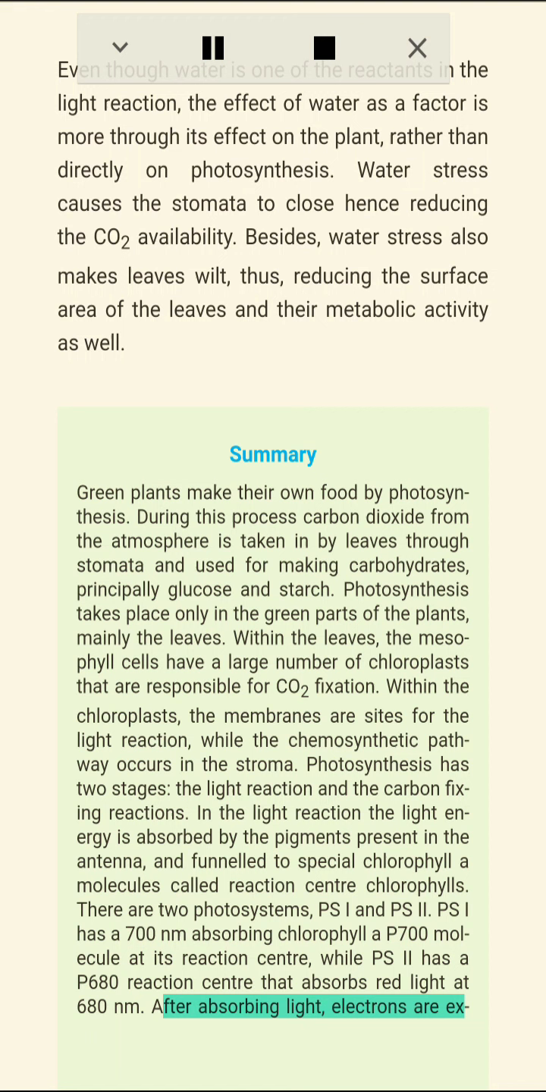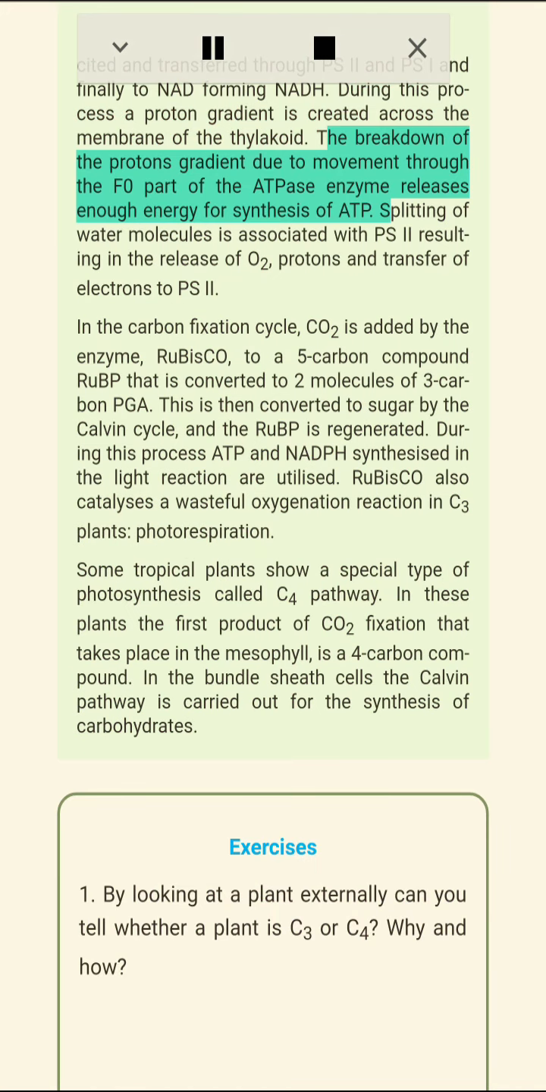After absorbing light, electrons are excited and transferred through PSII and PSI and finally to NADP+, forming NADPH. During this process, a proton gradient is created across the membrane of the thylakoid. The breakdown of the proton gradient due to movement through the F0 part of the ATPase enzyme releases enough energy for synthesis of ATP. Splitting of water molecules is associated with PSII, resulting in the release of O2, protons, and transfer of electrons to PSII.